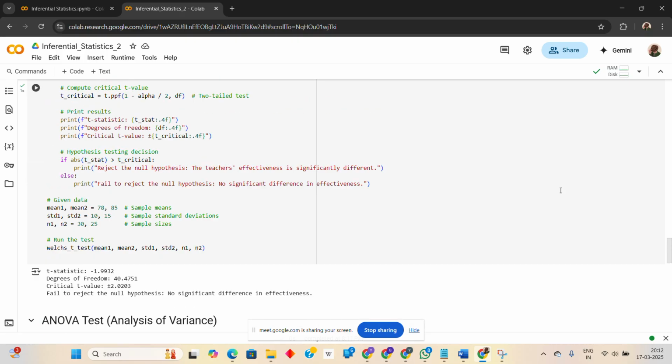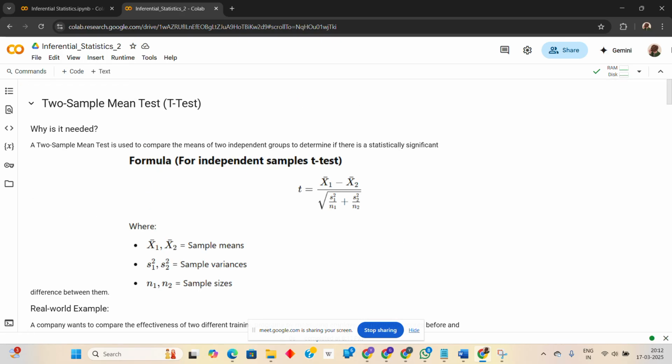Is my screen visible? Yes. Okay, cool. Yes, it's visible.